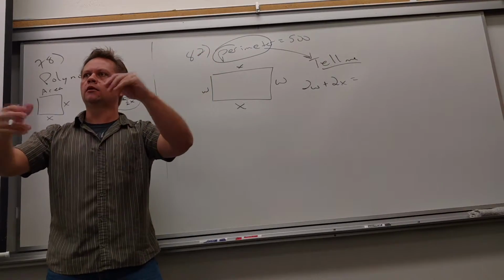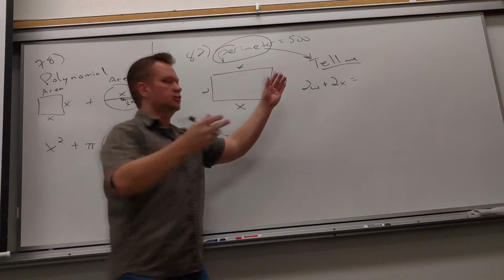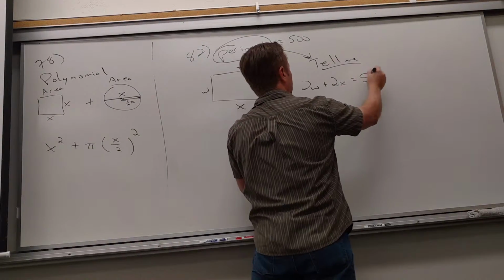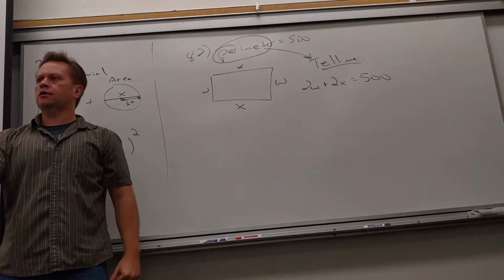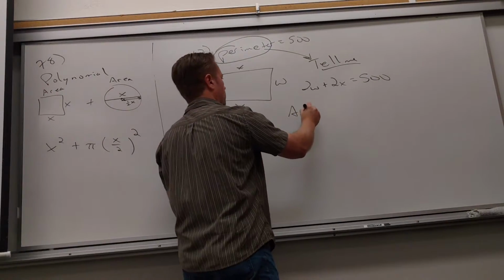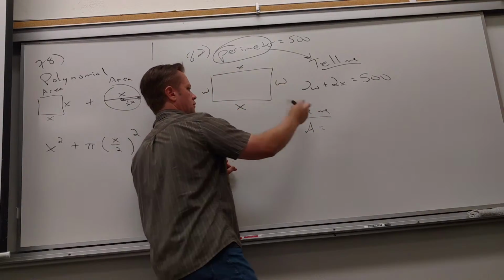So that formula is just, they told me 500. They gave it to me. So that formula I can write without much work. I just had to give that side a letter. So 2 of those sides and 2 of those sides have to make 500 because that's what they said. They tell me that. What did they ask me about? Area. What's the area for this the way it is now? W by X.